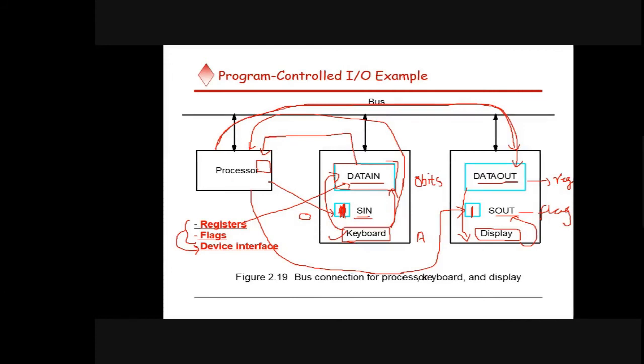The processor will check the status of the SIN flag. When the SIN flag is 1, the data will be taken from the data in register and stored in the processor.